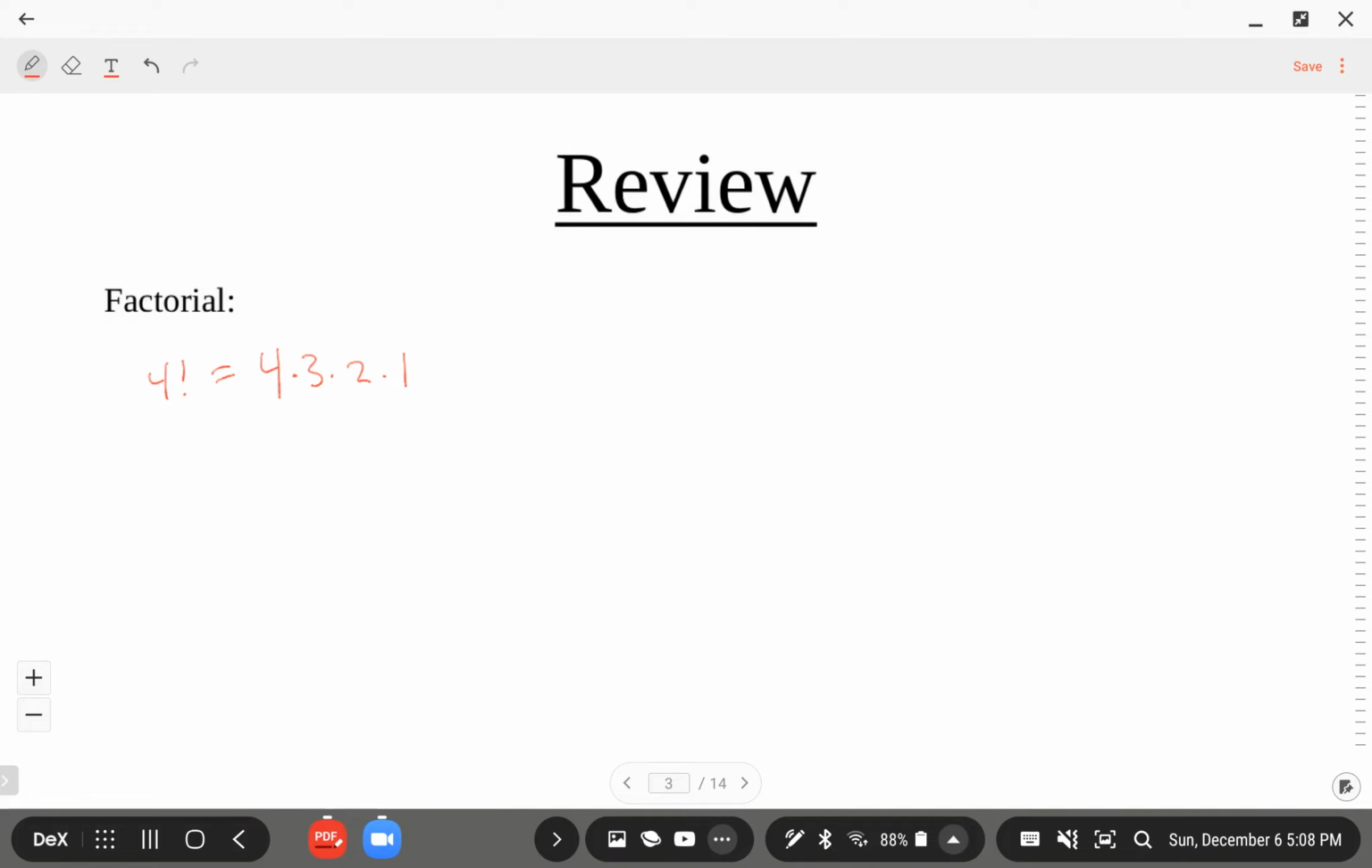Okay, so let's do another warm-up. 5 factorial, anybody know that? That would be 5 times 4 times 3 times 2 times 1, which is 120. So make sure you know your factorial, because when we go over permutation and combination formulas later, we will be using a lot of factorial.